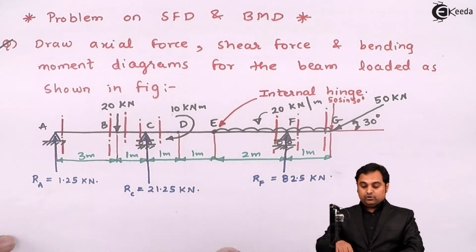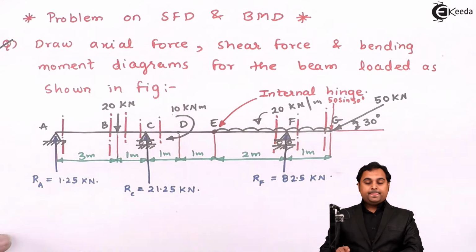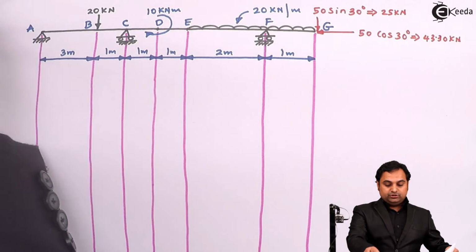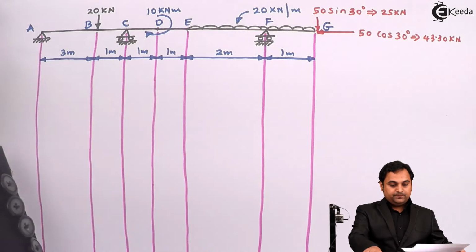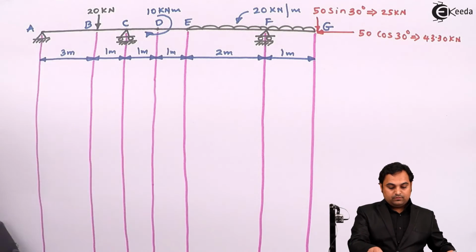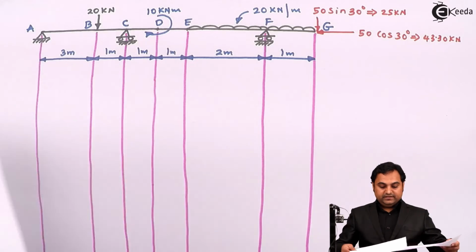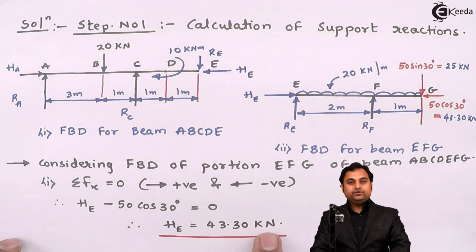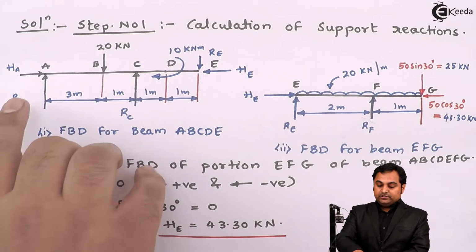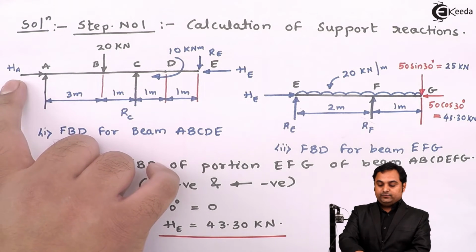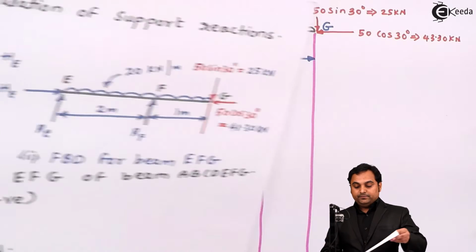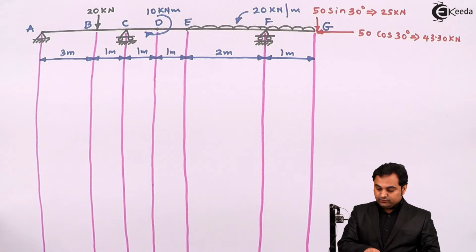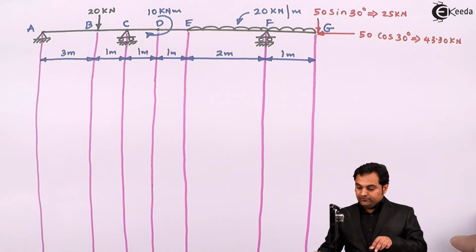we have to even draw the axial force diagram, and for that axial force I'll require the horizontal reactions which we have found out, that is the horizontal reaction at point E, it is 43.30 kilonewton. Similarly, the horizontal reaction at A was also having the same value. It means the horizontal reaction is constant throughout. So the axial force diagram is a positive diagram.